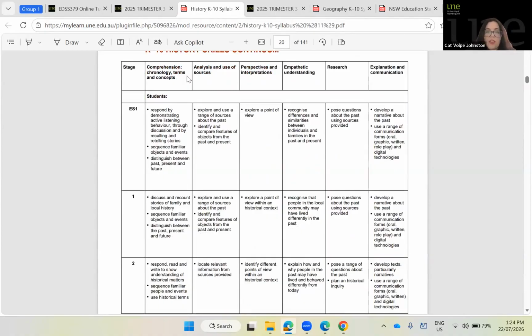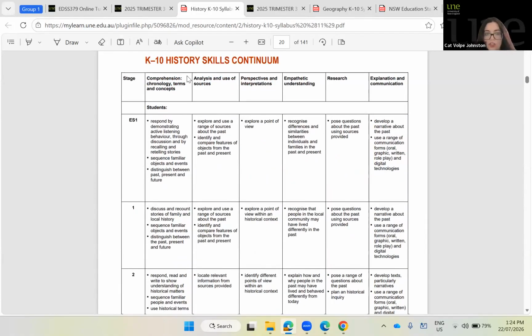So for example, understanding chronology, the different terms and concepts in history, analysis and use of sources, being able to interpret evidence and provide an understanding of point of view, perspectives, empathetic understanding, that has now been merged with perspectives. So you're learning about empathetic understanding by being able to understand other people's point of view. And also research and explanation and communication is that creating written texts. But these historical skills are very important.